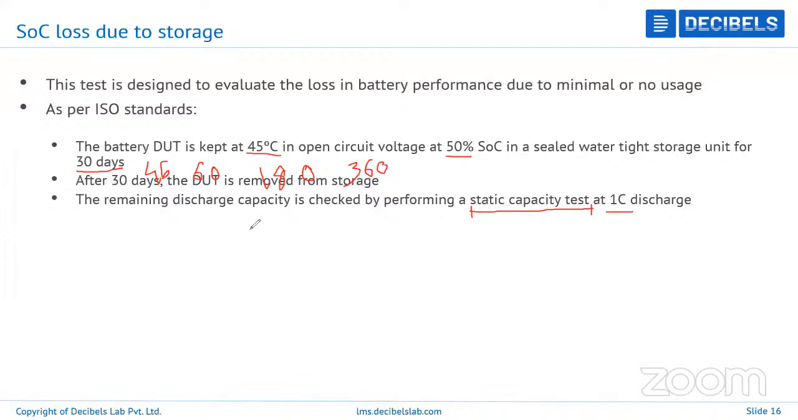This is how the state of charge loss or capacity loss due to extended storage can be determined. There are also other methods. It is not necessary that it is kept only at 45 degrees Celsius. Temperature can be changed, and it can even be kept at around 20, 10, or 0 degrees Celsius, depending upon the requirement. These are the different variations that can be performed in SOC loss testing. Basically, the test is to see how much of the capacity and performance is lost due to no usage.